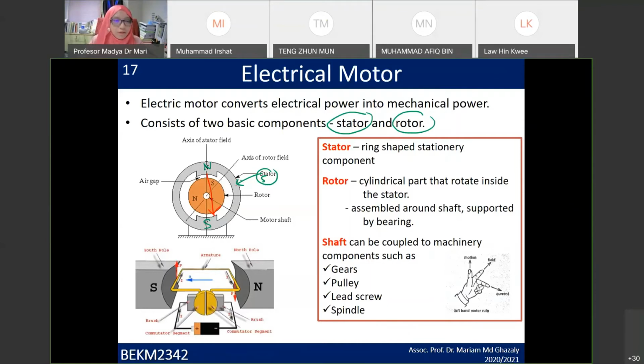Therefore, always remember for a DC motor, you have magnets inside your motor. What you want to rotate is actually the rotor. You want to rotate the rotor. So look at this example.